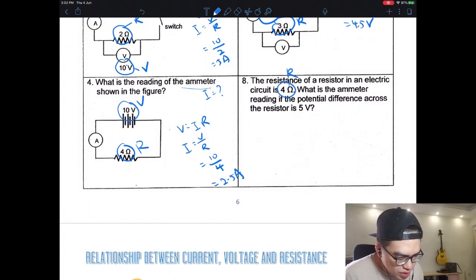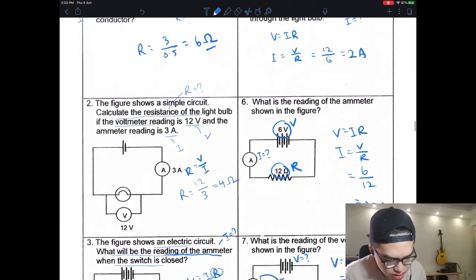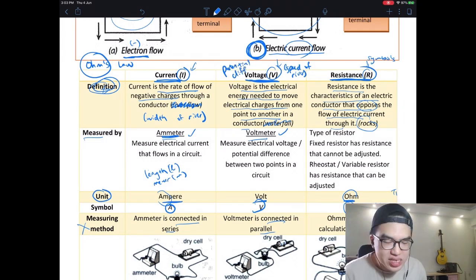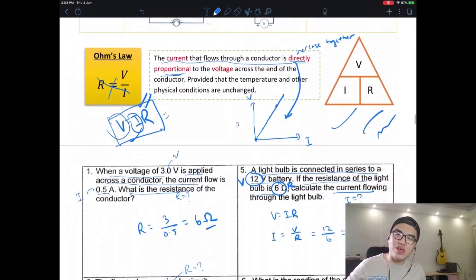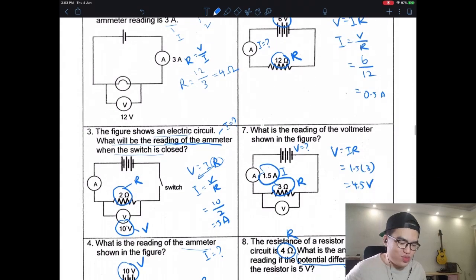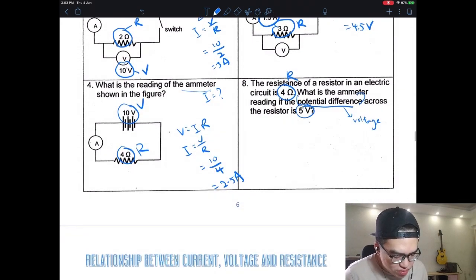Ammeter reading if the potential difference is... What is potential difference? When you see this word, potential difference means voltage. Put it here. Some questions like to trick you like this. I have a student who got caught by this before. So what is potential difference? Potential difference is voltage. This is the way they trick you. So this is the V. So V equals IR.